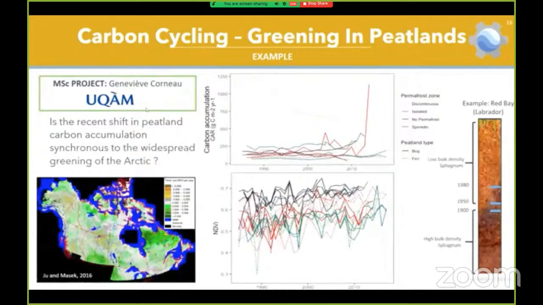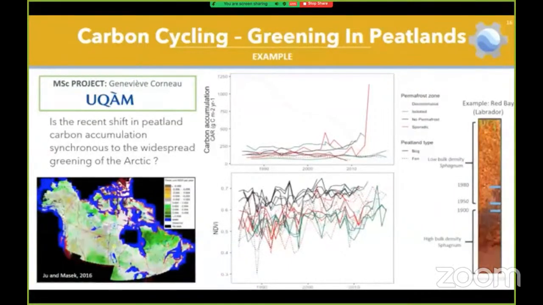I'm supervising her master's thesis, and she's looking at whether greening in the Arctic is related to carbon accumulation. There have been papers where greening in the Arctic has been dominated, but we haven't really focused on peatlands. And peatlands are different because they don't have vascular vegetation a lot of the time. Sometimes they do, sometimes they don't. So Jen is looking at different permafrost conditions and different peatland types, trying to determine if there's a trend in greening and whether that trend matches the rate of carbon accumulation.